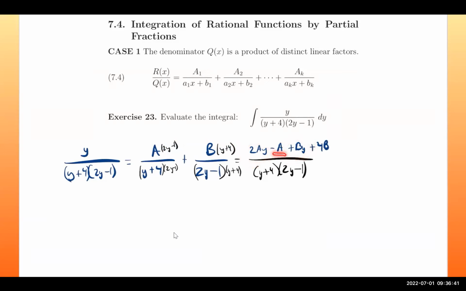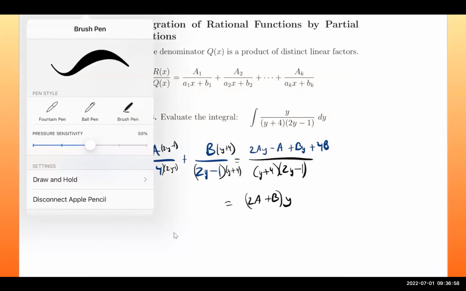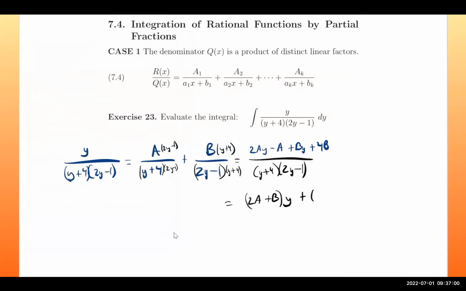Then you want to group all the y's together and then all the constants together. If you do that, you should get 2a plus b in parentheses, factor out the y. I grouped these two terms together because they both had a y. Now I'm going to group these two together because they're both constants. So I'm going to call that plus parentheses negative a plus 4b. And of course we have the common denominator on the bottom.